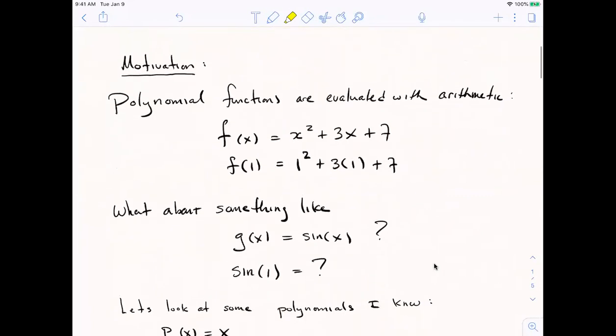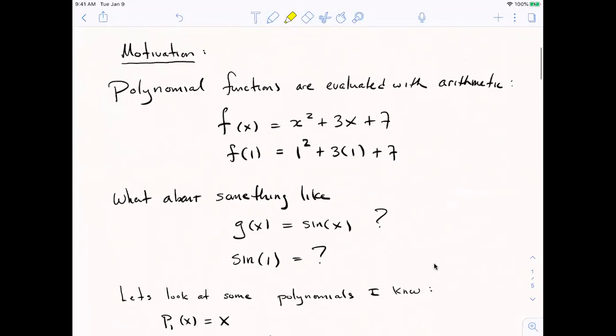So here's the motivation I want to give you. Among the many kinds of functions that we look at in mathematics, and calculus in particular, some of them are polynomial functions. You know what a polynomial function is. I'm not going to try to define it here. I've just got an example, a degree 2 polynomial function, x squared plus 3x plus 7.